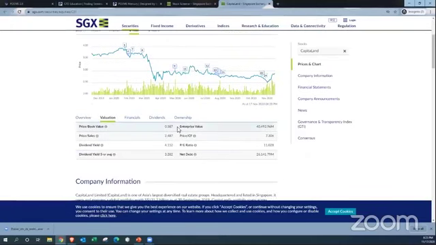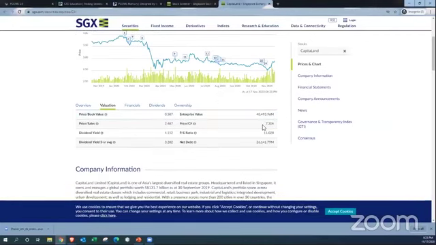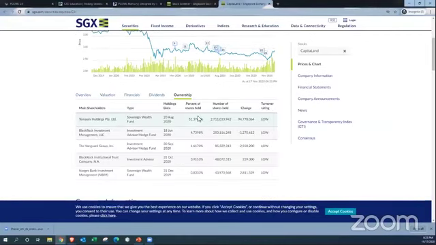Currently, the price to book ratio for me is quite attractive. Next, I look at the ownership or the shareholders. Temasek is holding around 51%. So I would say they are holding this. CapitaLand is also the sponsor for quite a lot of REITs.